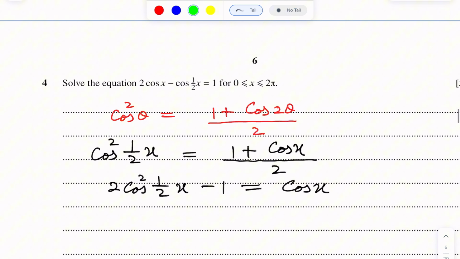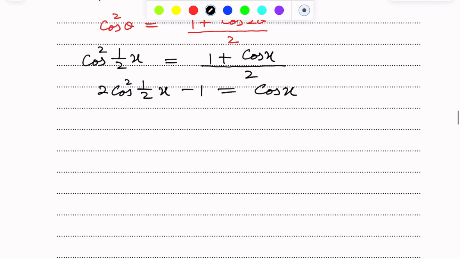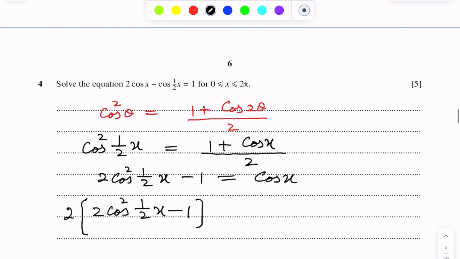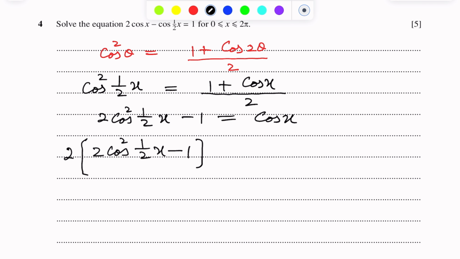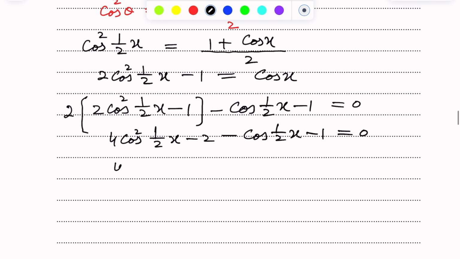Now we can use this value of cos x here. We can write 2 within bracket 2 cos square (1/2)x minus 1. We are putting the value of cos x here. This equation becomes minus cos (1/2)x minus 1 is equal to 0. Simplifying it, 4 cos square (1/2)x minus 2 minus cos (1/2)x minus 1 is equal to 0. Further simplification, we get 4 cos square (1/2)x minus cos (1/2)x minus 3 is equal to 0.